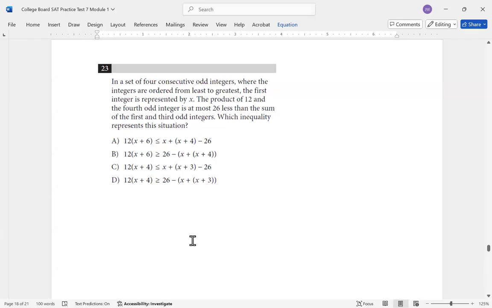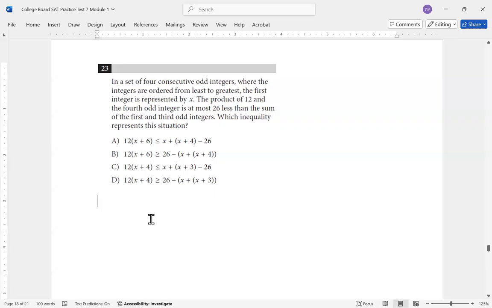Question 23. In a set of 4 consecutive odd integers, where the integers are ordered from least to greatest, the first integer is represented by x. The product of 12 and the fourth odd integer is at most 26 less than the sum of the first and third odd integers. Which inequality represents this situation?